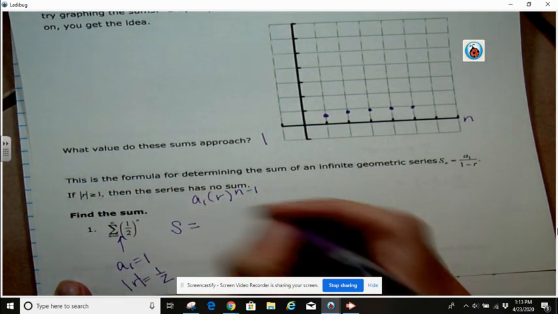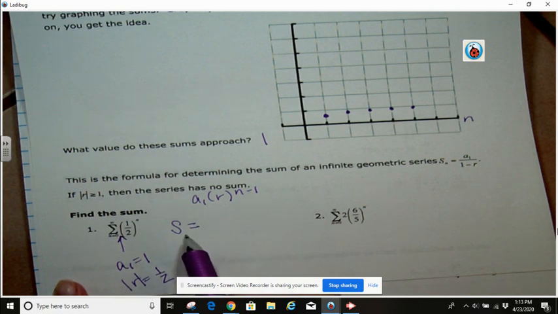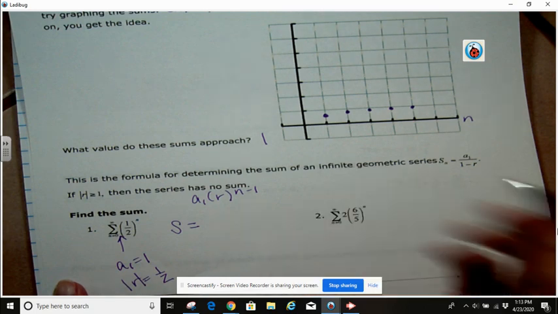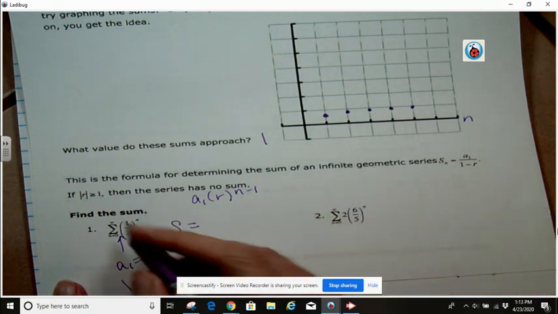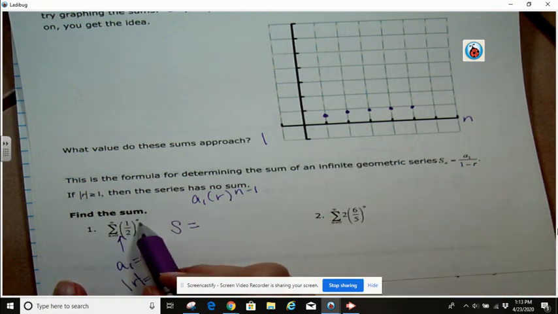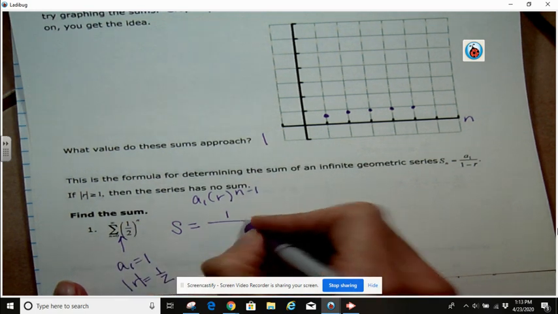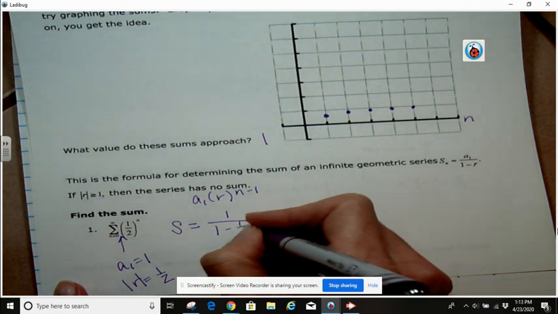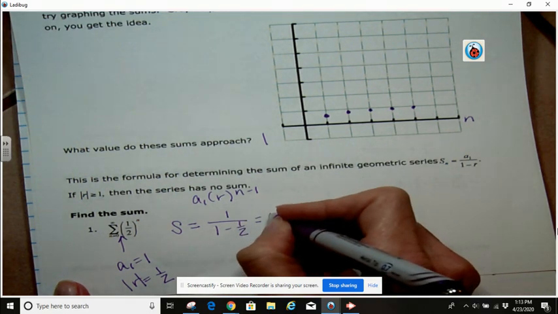So S, usually don't even put a subscript if it's infinite, just imply that it's infinity, and the formula is the first term. If you put 0 in, that generates the first term, and anything to the 0 power is 1. And then r is 1/2, and our answer is 2.